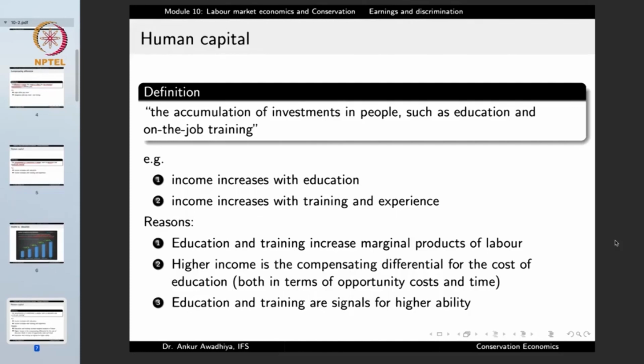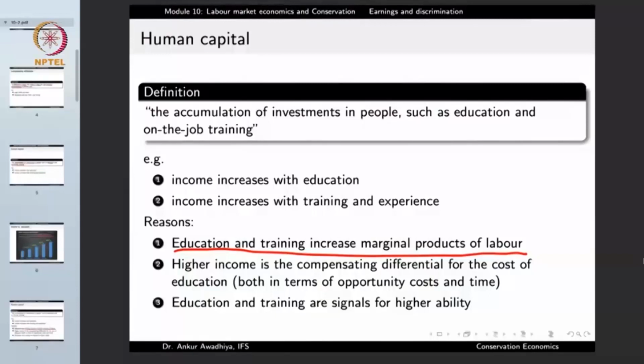So this is the first reason, that education and training increase the marginal products of labor, and so the human capital leads to a higher payment, as in the case of the neoclassical theory of distribution. Another reason is that higher education is the compensating differential for the cost of education, both in terms of opportunity cost and time involved.